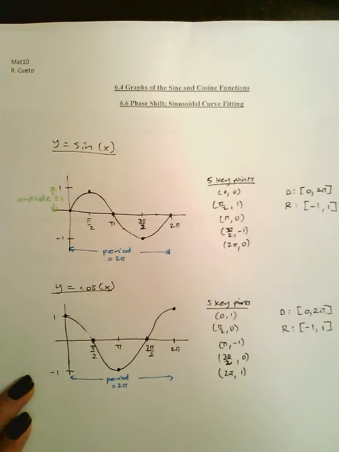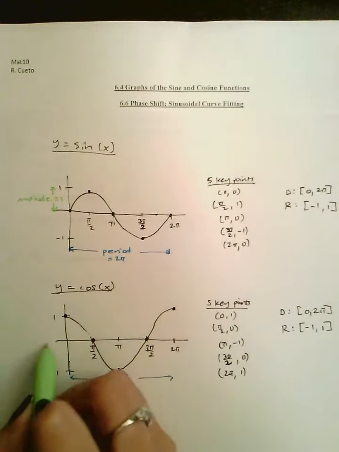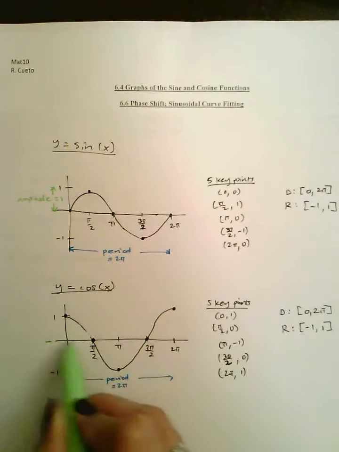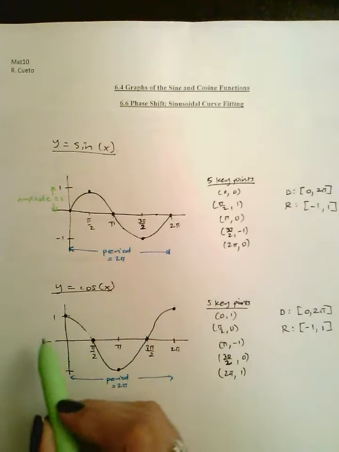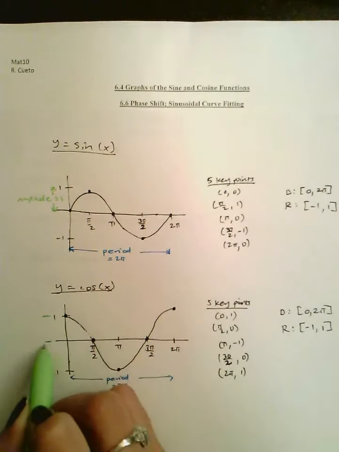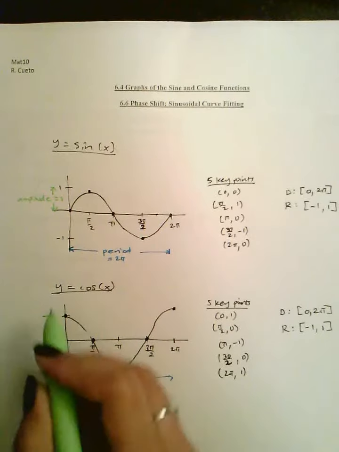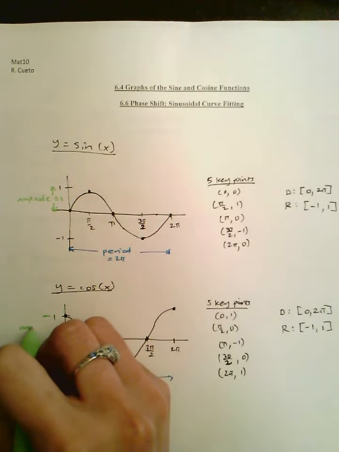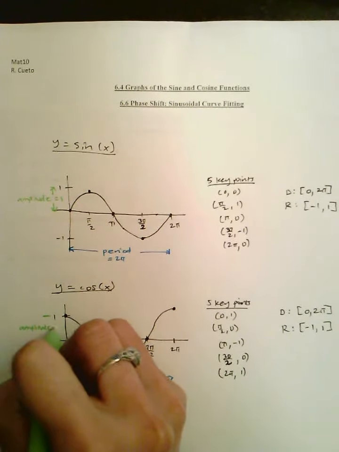And the amplitude, just like for the sine function, is the distance between the center, so the middle of the graph on the y's, and the top of the graph, or the middle to the bottom. So the distance for each of these is equal to 1. So that means that the amplitude is equal to 1.